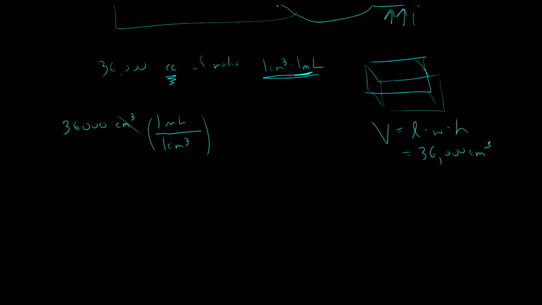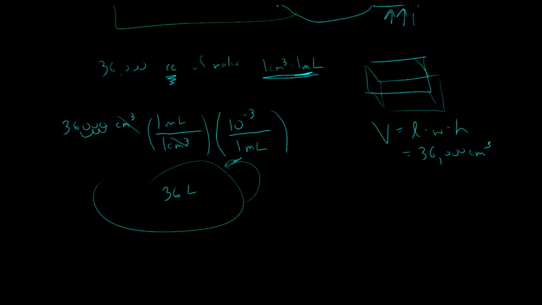And so now I've switched from the length measurement to the volume measurement. And then 1 milliliter is 10 to the negative 3 liters. And so if 10 to the negative 3, so 1, 2, 3, I get 36 liters. And this is why we like using the metric system in science. It was a very quick conversion from measuring something in space to measuring it in volume.